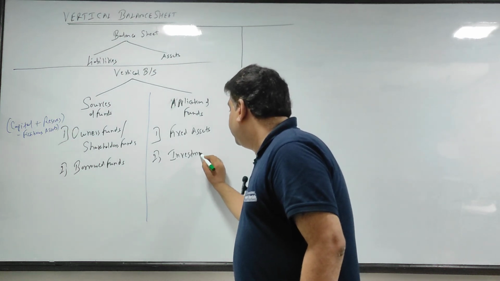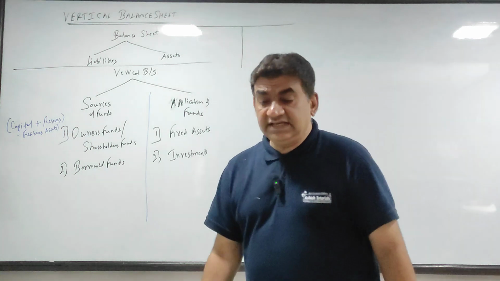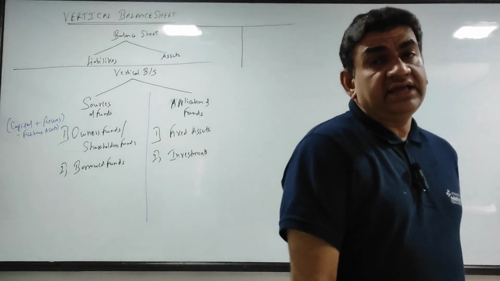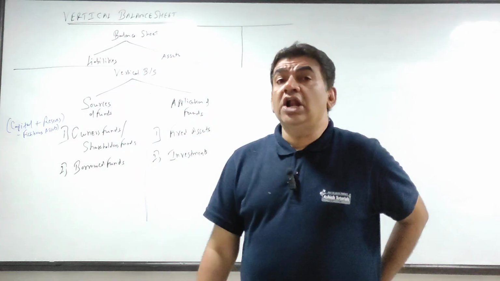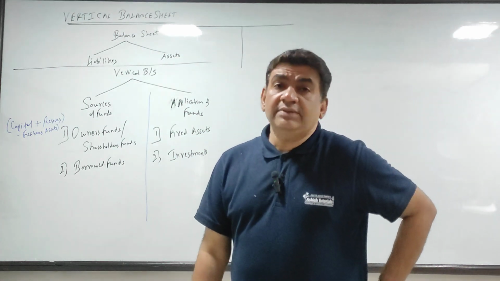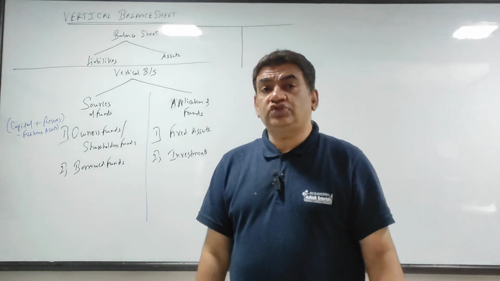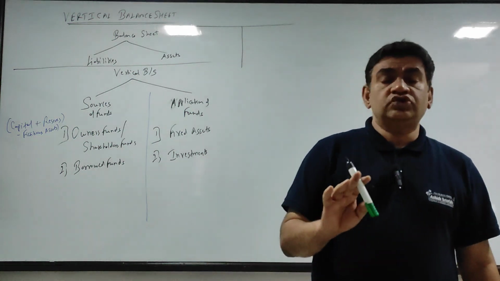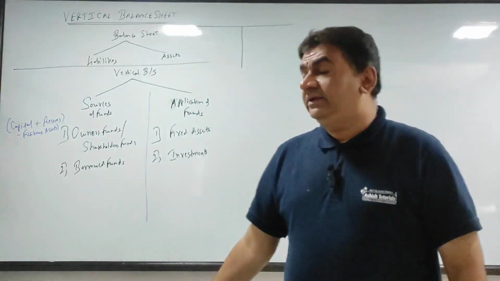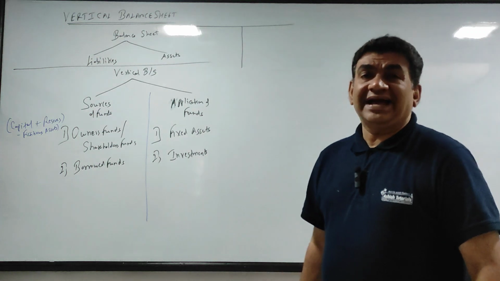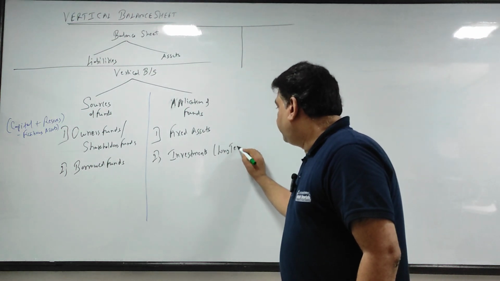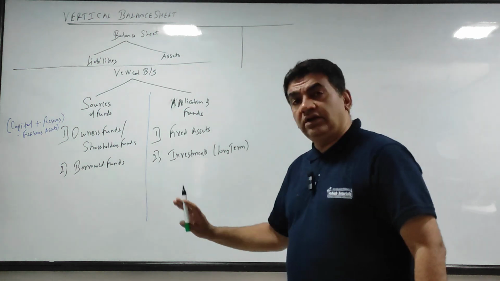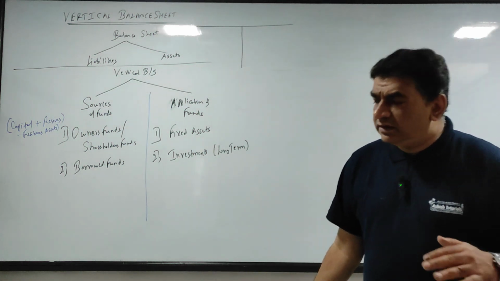Okay, next. Second, what you have is investment. You all are doing since FYJC, balance sheet has investments. So these investments are long term. See, there are two types of investments, long term and short term. Short term is also called current investment, and only investment is also called long term. So we can write here in brackets long term investments. What is the difference?